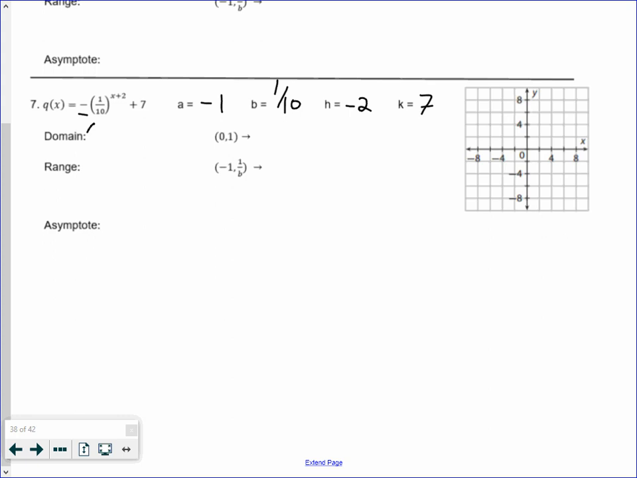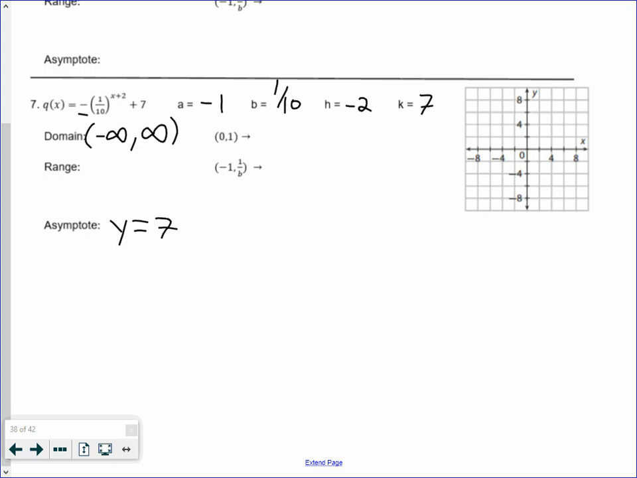So our domain, it's still an exponential function. So in interval notation, it's negative infinity to positive infinity. Before we find the range, let's go ahead and find our asymptote. That's always at y equals k. So in this problem, y equals 7.